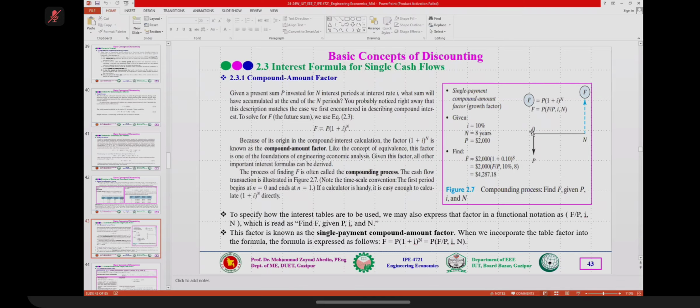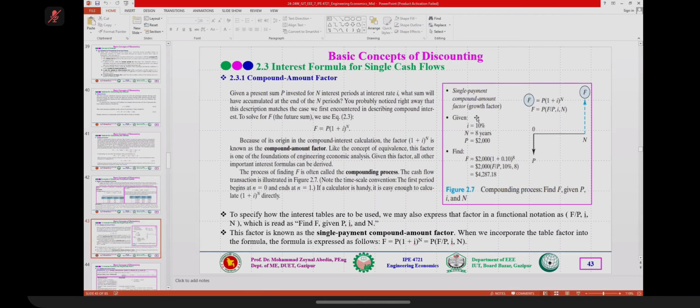At the time n equal to 0, this P value is invested. Carefully mind it, it is a negative value, because if you invest something at the beginning of the year, this amount goes out of your pocket. Investment is a negative value here. And if you invest it, after some time, you will get the future value, the F value, after a total number of n years, from the initial P value.